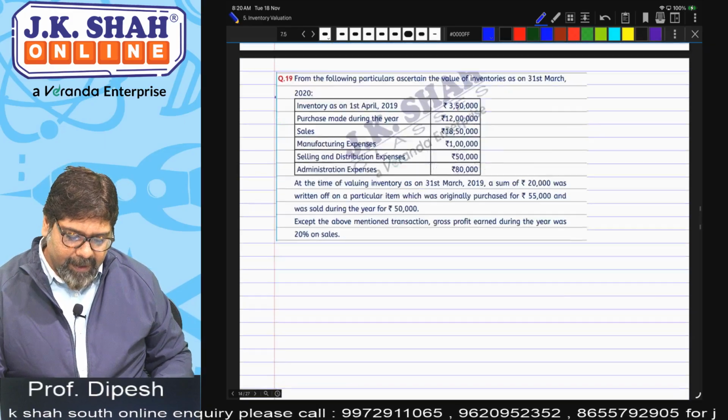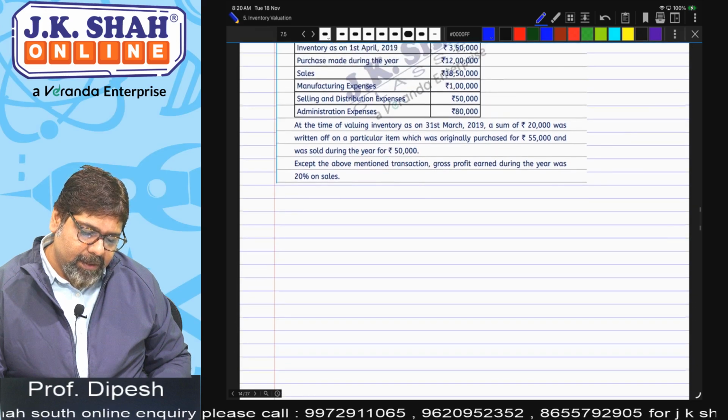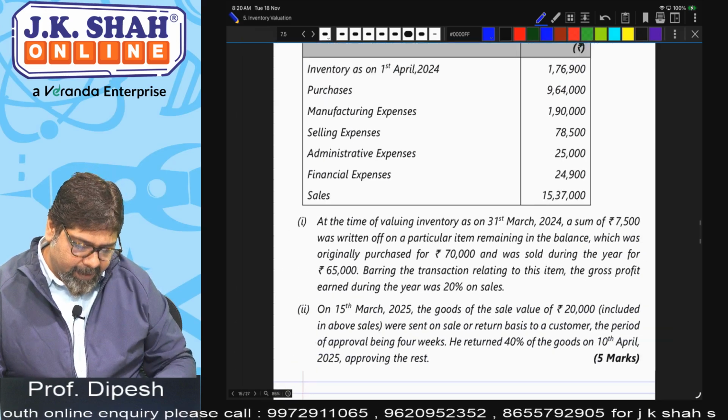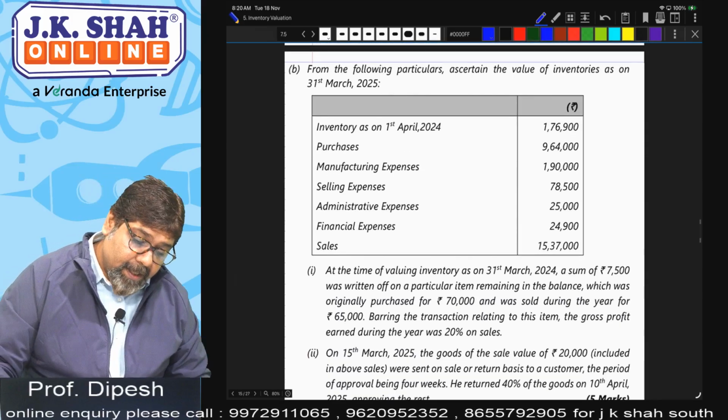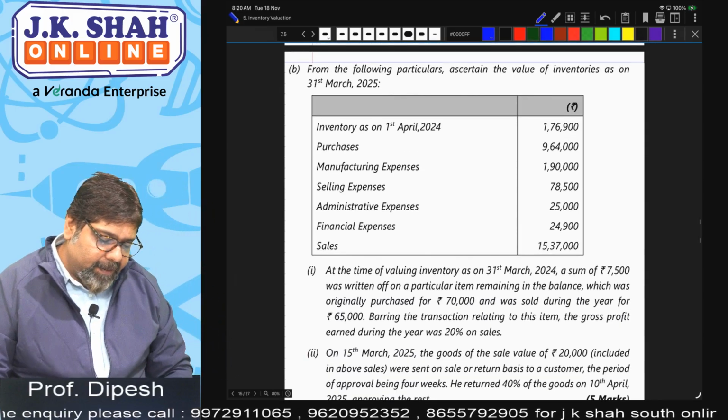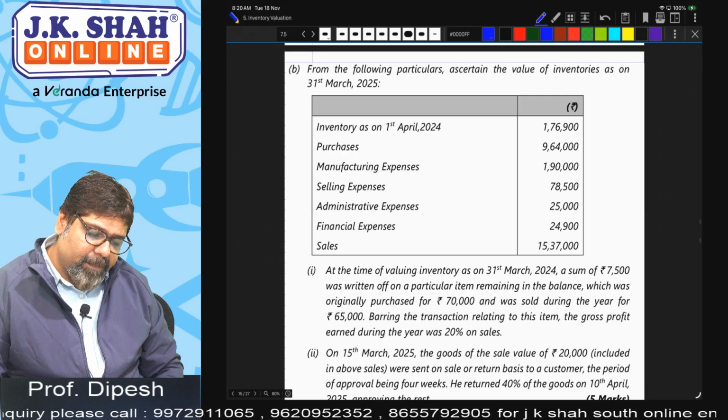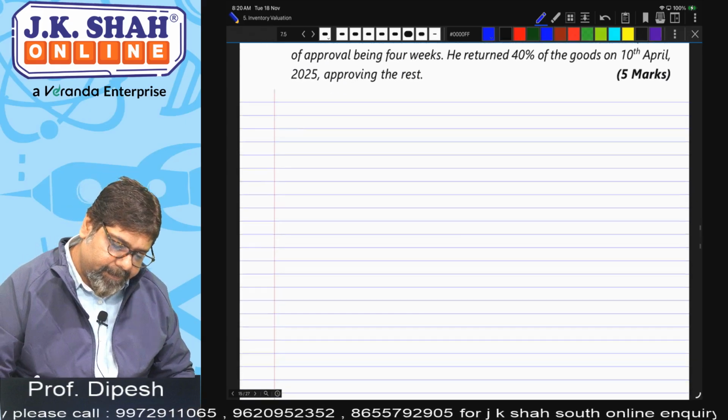Now, this is the same sum. This is the attempt exam paper. From the following particulars, ascertain the value of inventories as on 31st of March 2025.